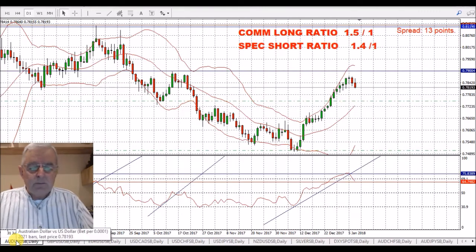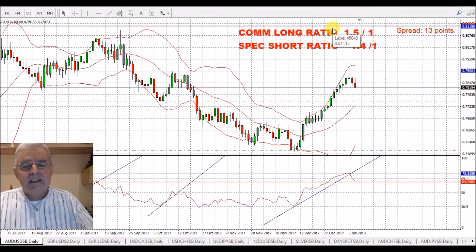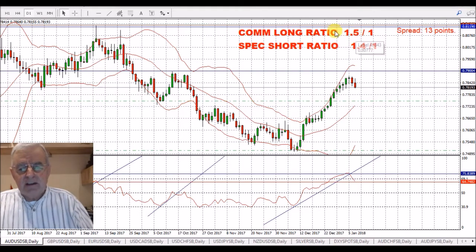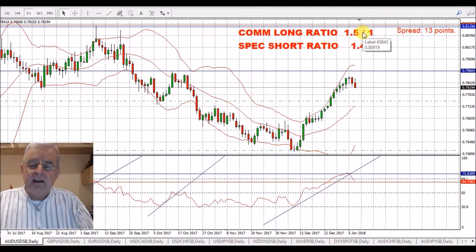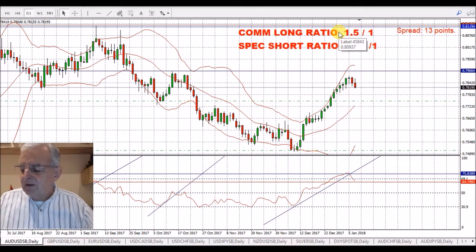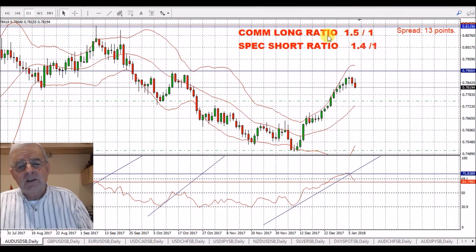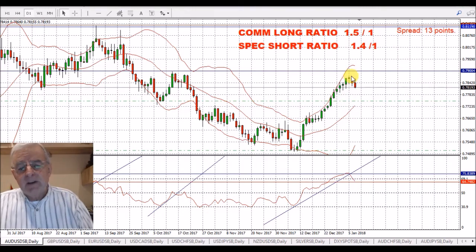So we'll start off with the AUD US dollar. We actually have a commercials long ratio of 1.5 to 1. It's not a very big ratio, but I think that we're going to see this change. Tonight is when they take all the figures, so you've got end of trade on a Tuesday. They're going to take all the figures, and I think we're going to see this change to a short position on Friday.